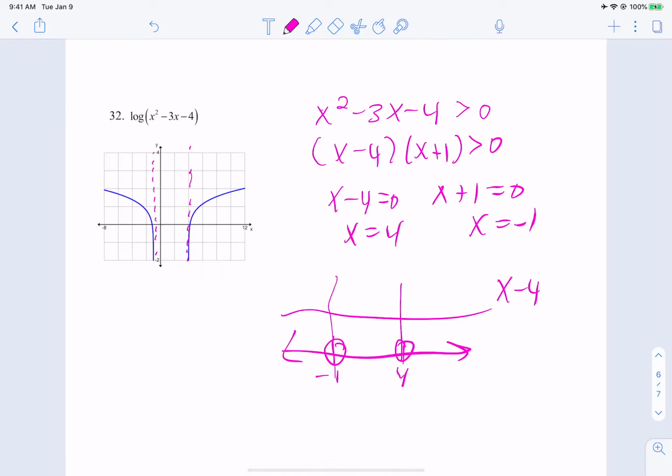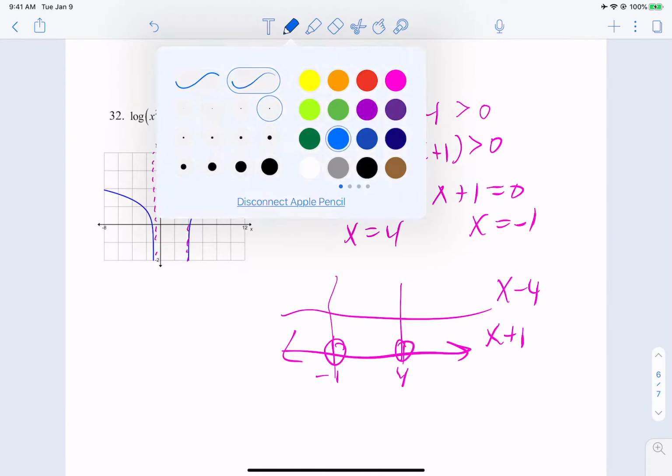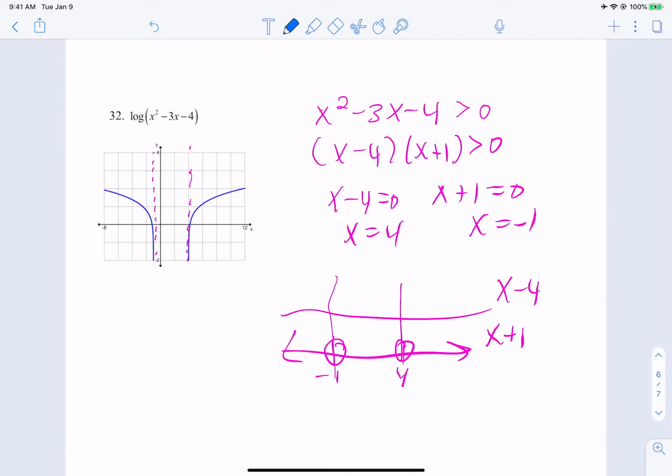On the side here, list out your factors. Now, we're going to get test values. So to the left of -1, I don't know, is -2. In here is 0, and in here is 5. Let's plug those values in. If I plug in -2, I get a negative. If I plug in -2 to x plus 1, I get a negative. I'm going to multiply these because remember, right here, they're multiplied.